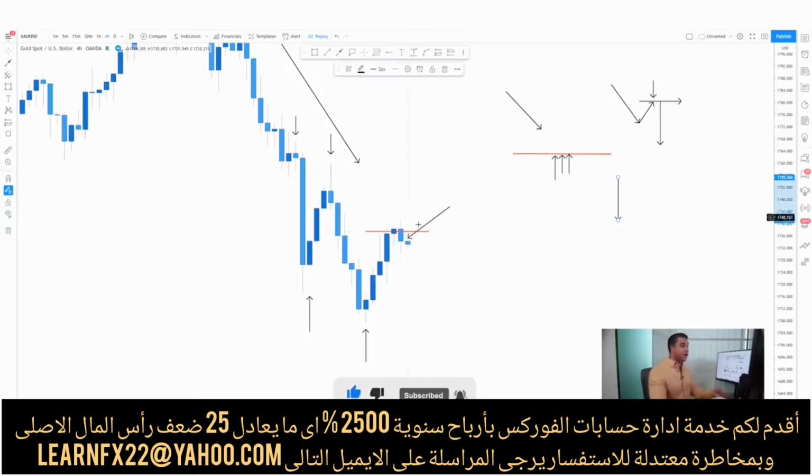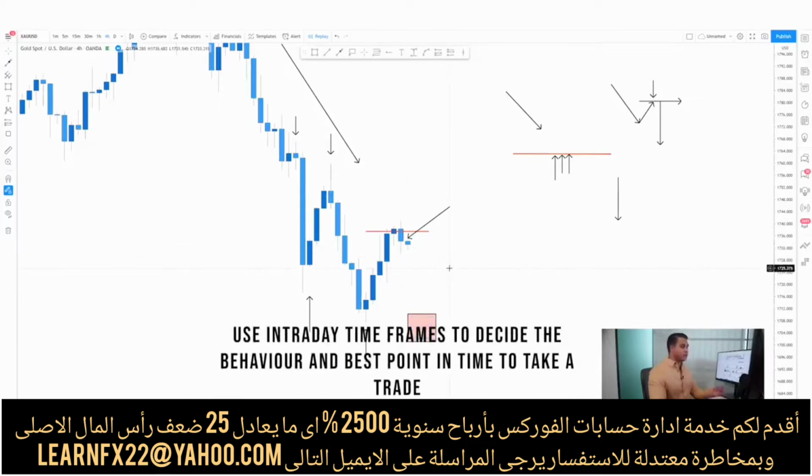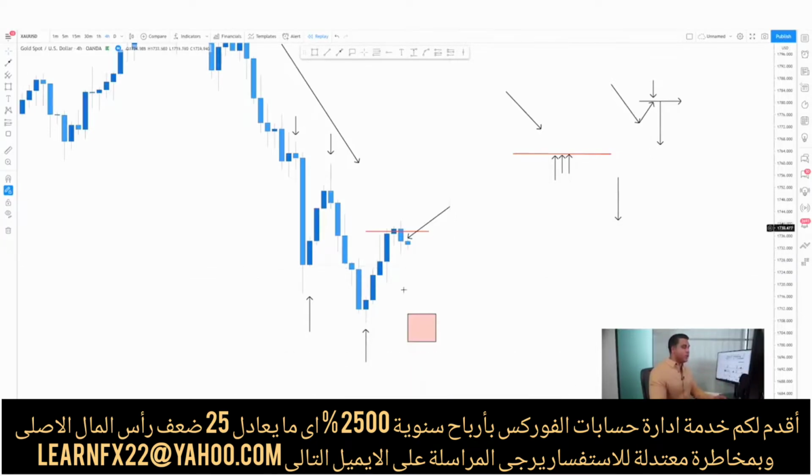Once you have that, what we will be anticipating is that eventually price will continue to push down to make a lower low. But in order to get into a trade here and a very good entry, we need to use our intraday timeframes to decipher the behavior and the best point in time to take a trade. So we gathered the idea that this could be the lower high because of the failure to break structure, and now the momentum, which is the second phase.